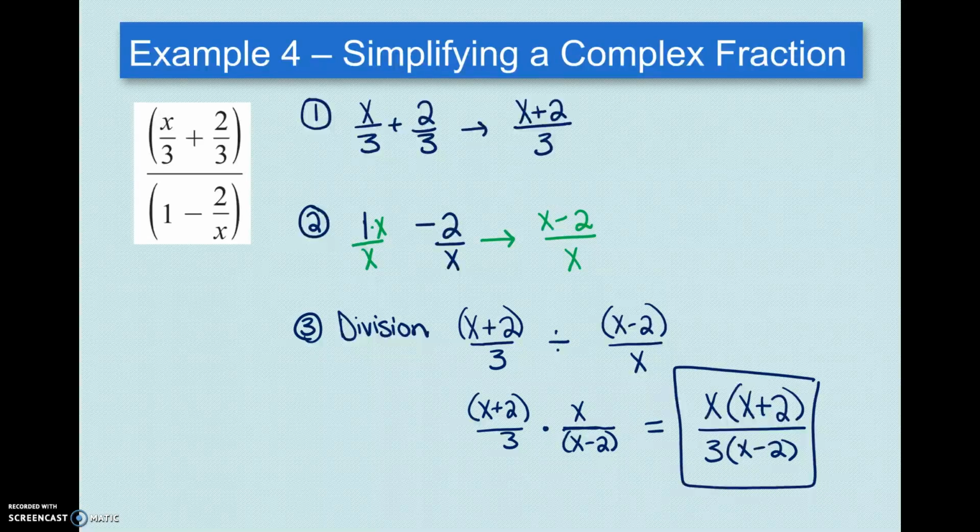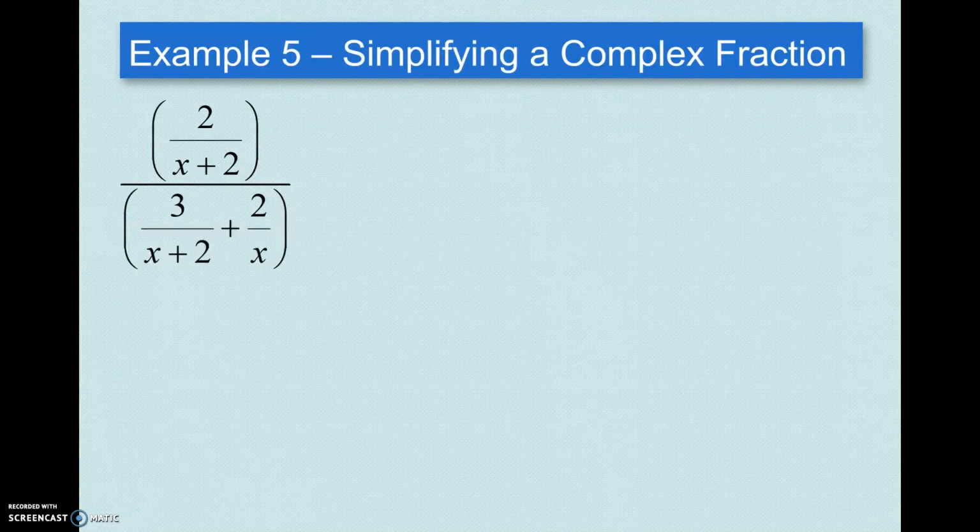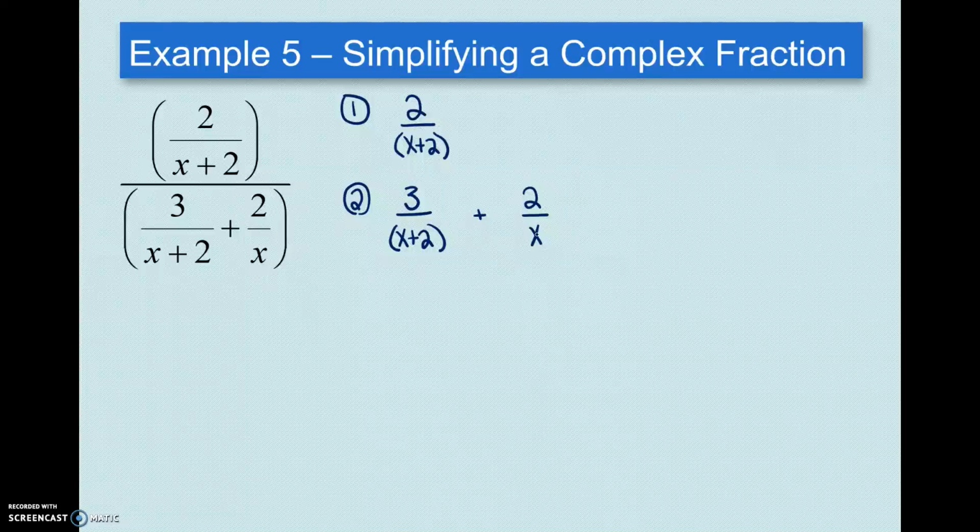Okay, I think there's one more example. Okay, step 1 is done. We have 2 over x plus 2. Step 2 is going to require a little bit more work. We have 3 over x plus 2 plus 2 over x. We need common denominators.